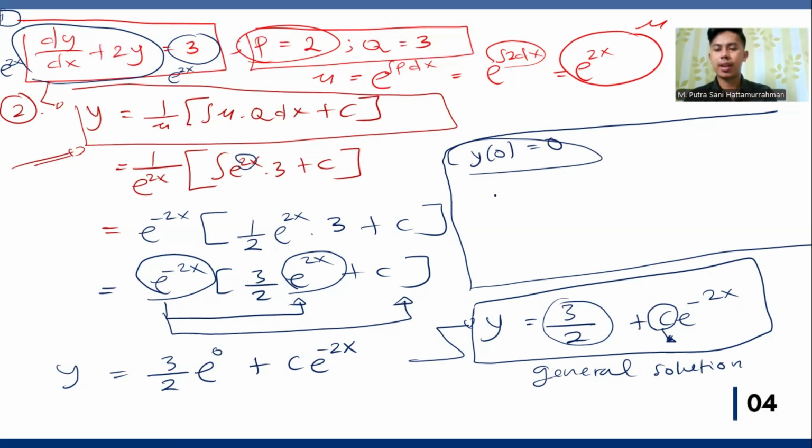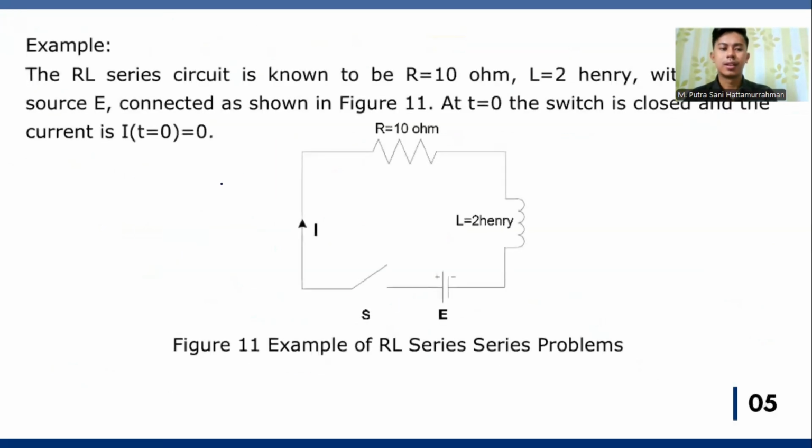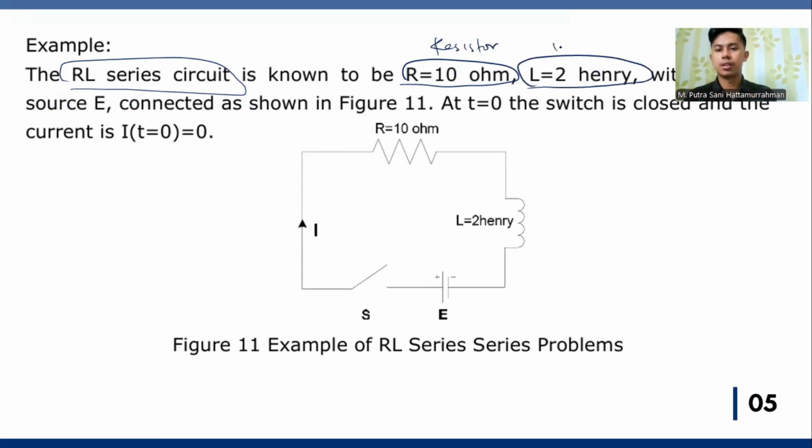Okay, let's go to the next page to analyze this partial solution. That is an application of the linear differential equation for electrical engineering, specifically an RL series circuit. That is the example. The RL series circuit is known to be R equal to 10 ohm, the resistor, and L equal to 2 Henry, the inductor.